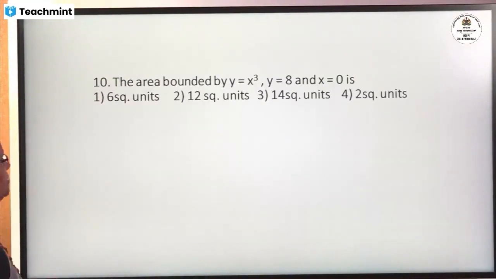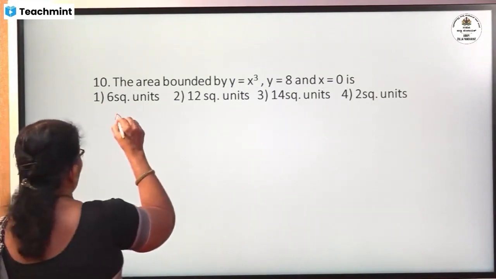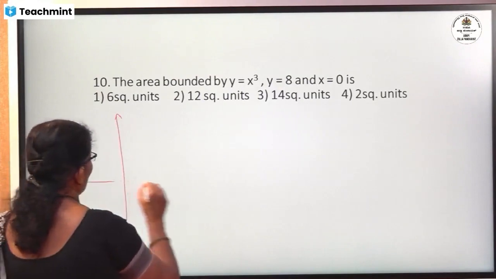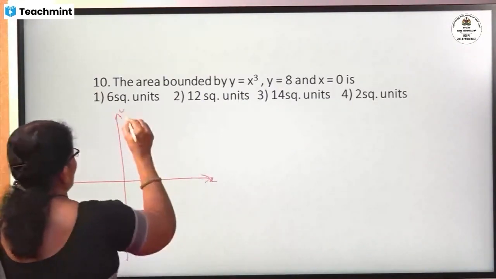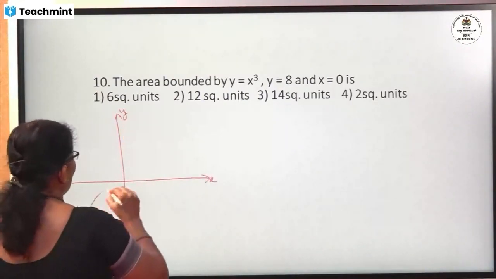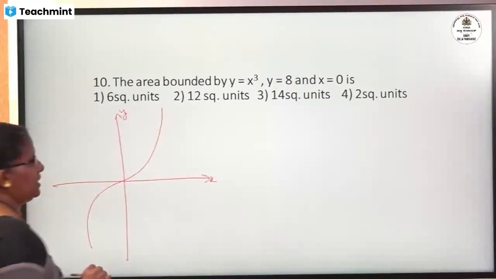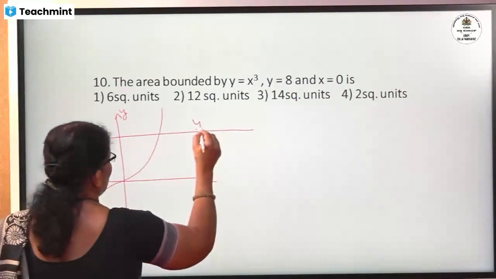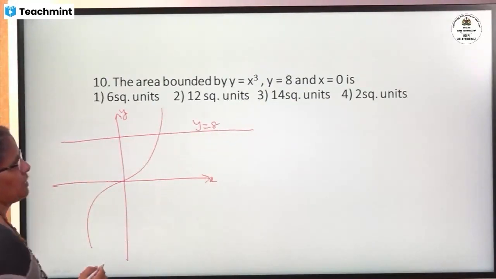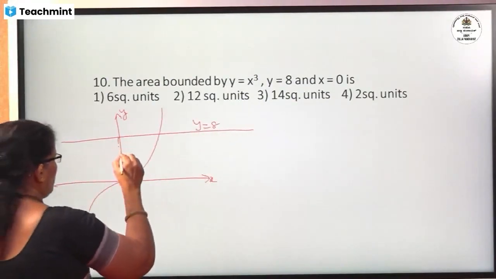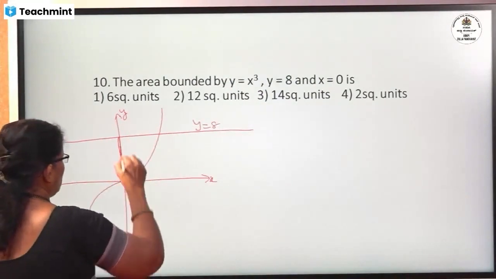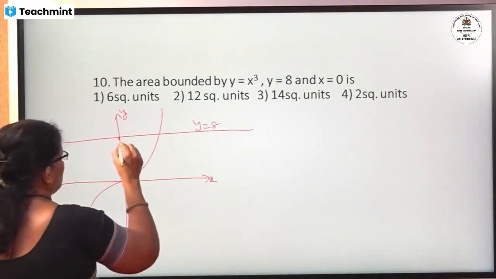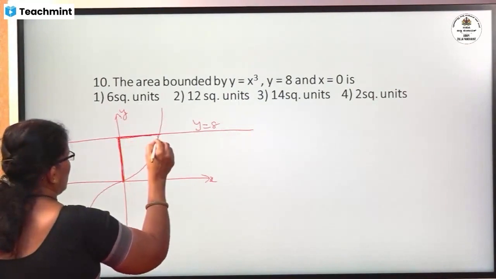Next question, the area bounded by y is equal to x cube, y is equal to 8 and x equal to 0. Just now I have drawn the graph of y is equal to x cube once. So you should remember the graph of y is equal to x cube. So y is equal to x cube is this. Y is equal to 8 is this. And x is equal to 0 means y-axis. So what is asked? What is asked is this area.